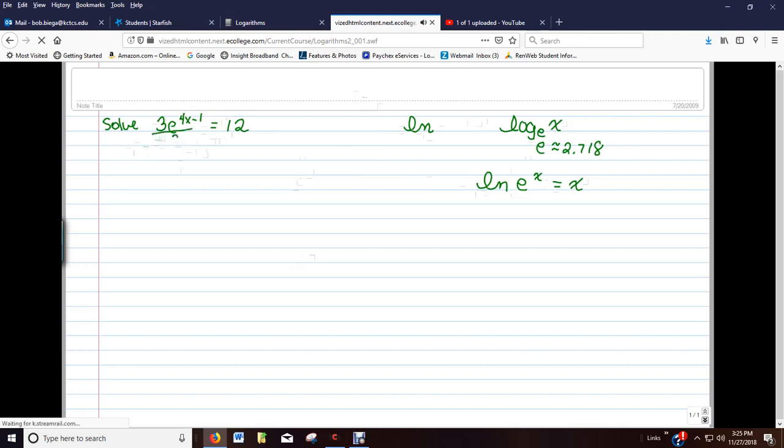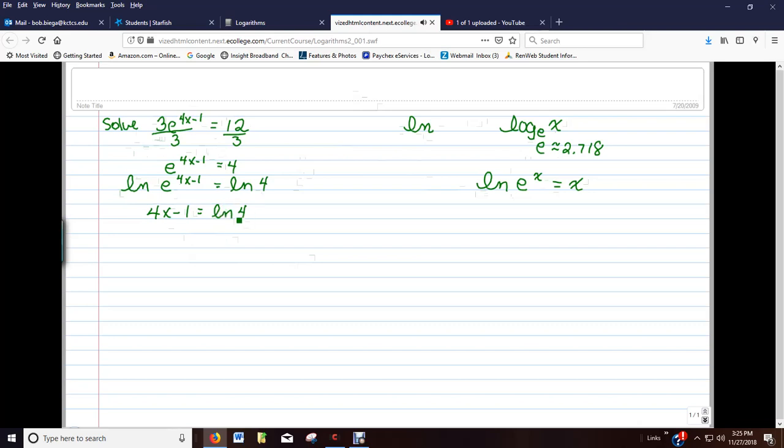So the first thing we're going to do is divide by 3 and get it out of there. And we'll have e to the 4x minus 1 equals 4. Alright, now that e is by itself, we apply the natural log, and it always goes in front. On the left side, the property, natural log and e, cancel one another out, and we get 4x minus 1, the exponent.